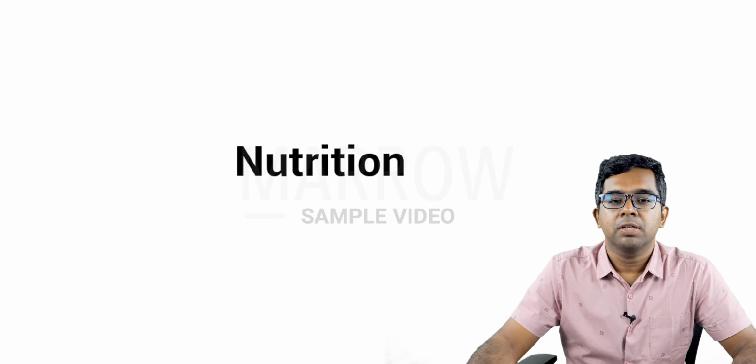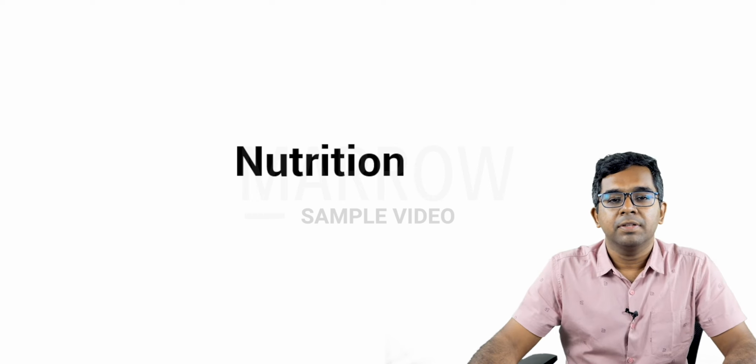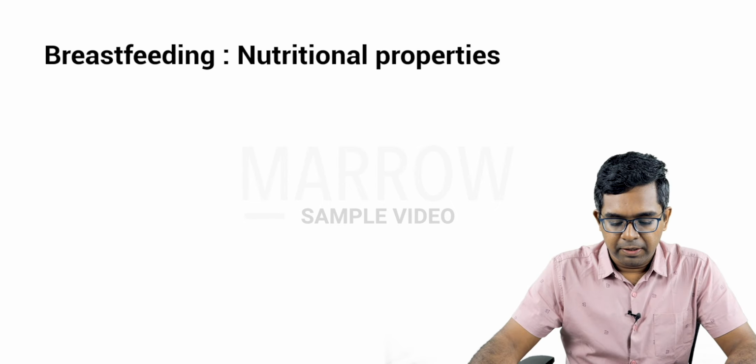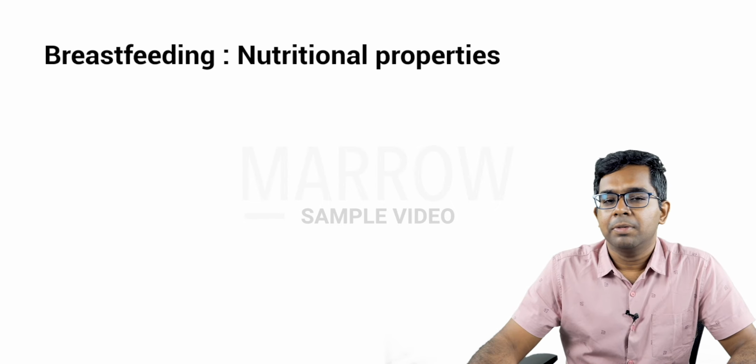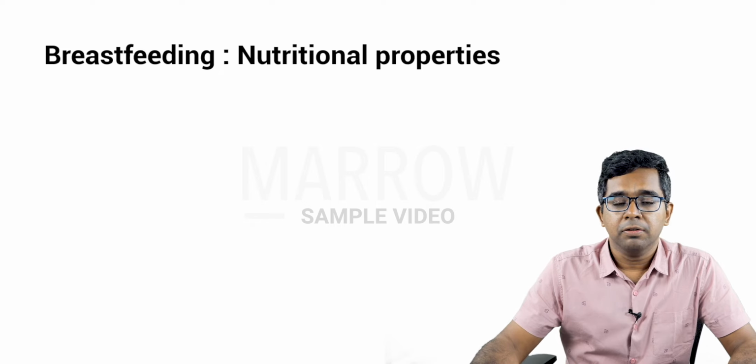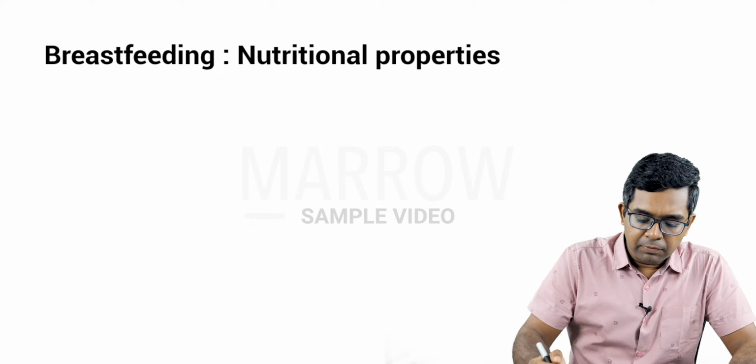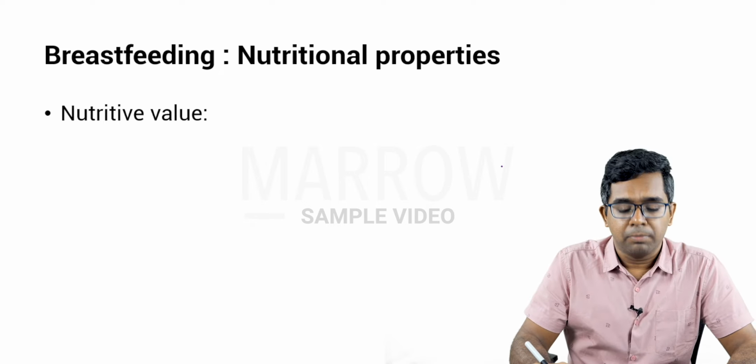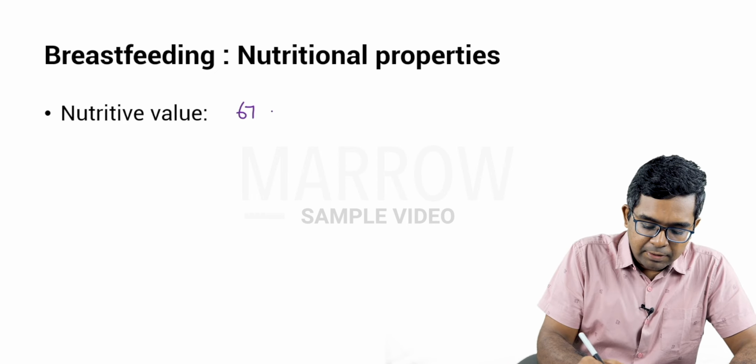Now we move on to the next section about nutrition and nutrition disorders in children. We'll start with the normal feeding, which will be about breastfeeding. Okay, we all know that breastfeeding is an invaluable source of nutrition for all small babies. And when we talk about the nutritional value of breast milk, it is 67 kilocalories per 100 ml.